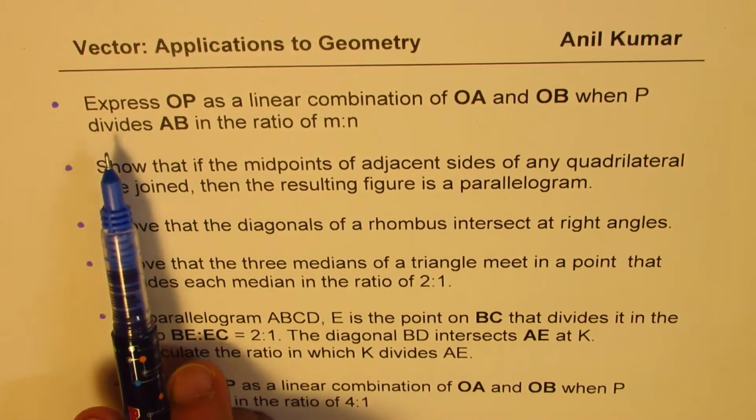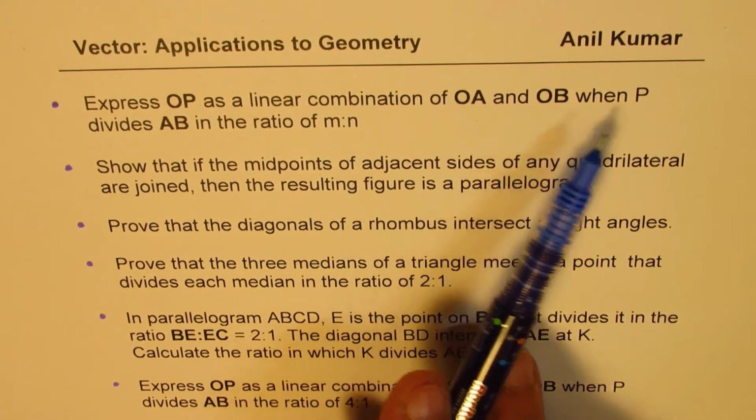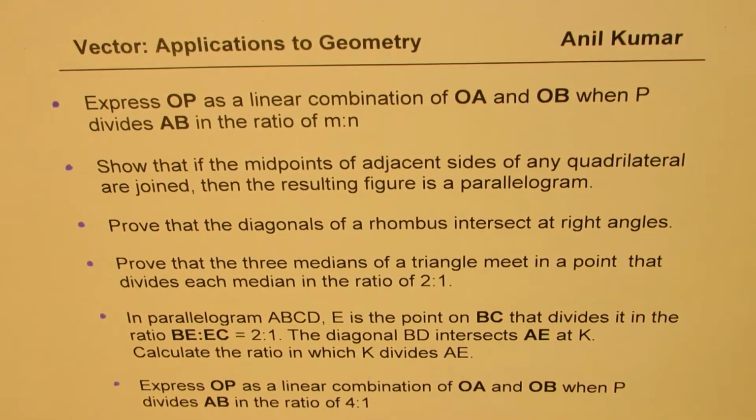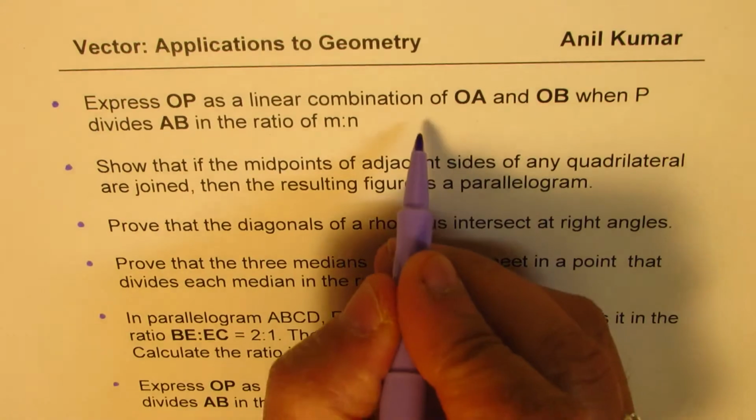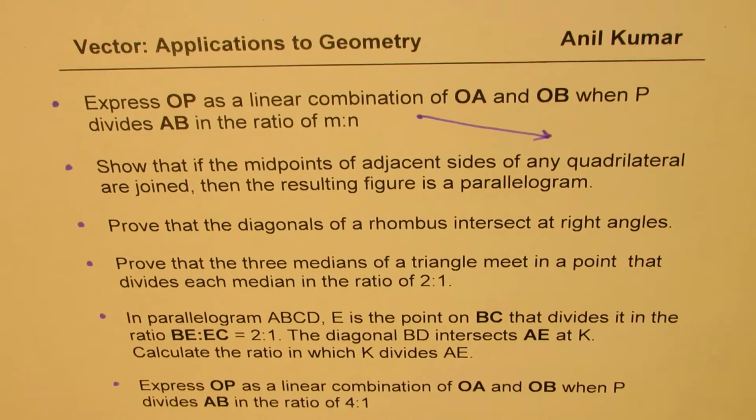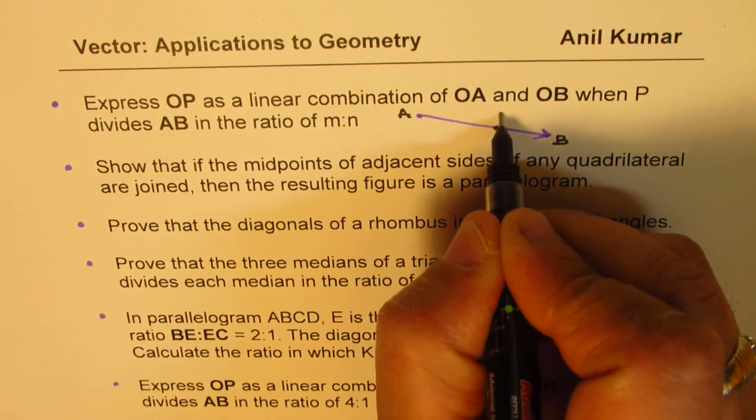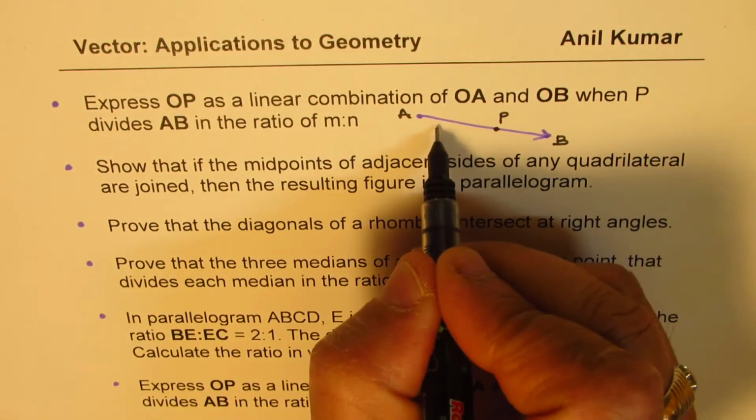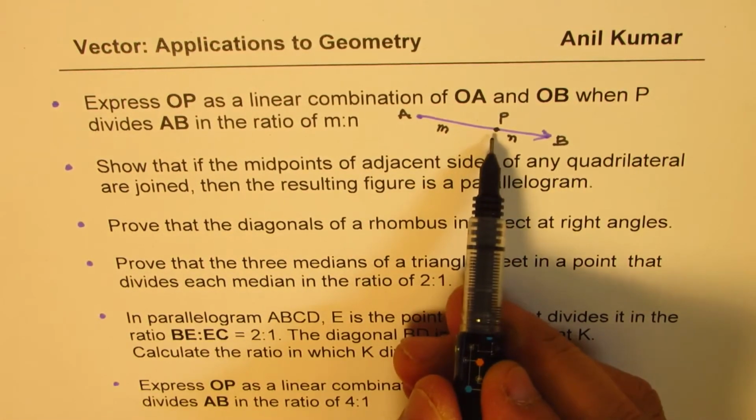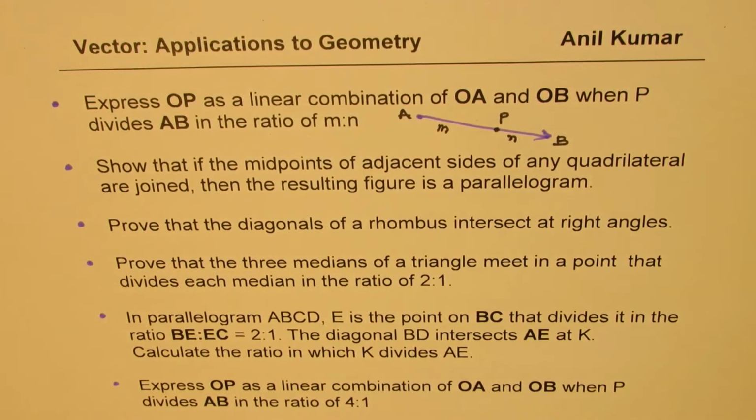So the very first question here is to express OP as a linear combination of OA and OB when P divides AB in the ratio of m:n. It really means that if I have a vector AB, and a point P here which divides AB in the ratio of m:n, then how is OP related with OA and OB? That is also called the section formula.